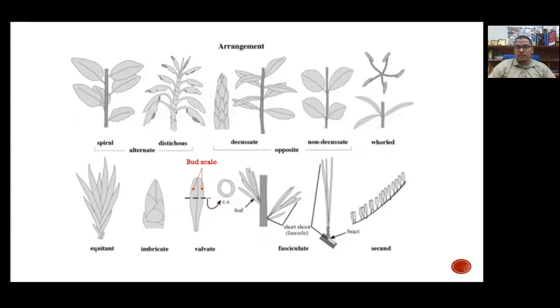Fasciculate is just having the leaves in fascicles, mainly in the Pinaceae, the pines. Acuta and secund, we probably won't deal with plants with those kinds of leaves so frequently. So these are how the leaves are arranged.